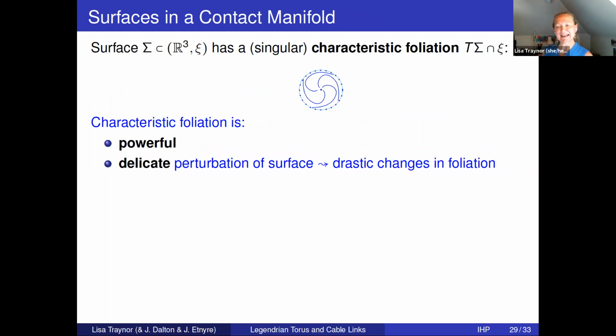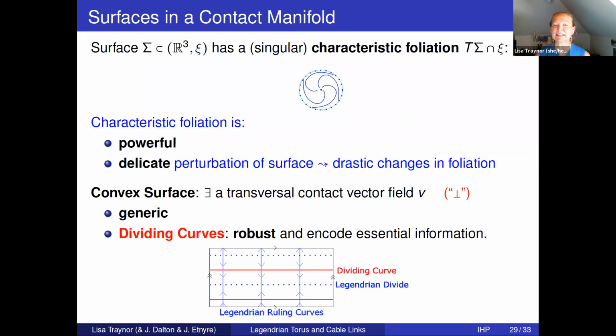Okay, so let me just say a little bit about the techniques. In general, when we have a surface inside our contact manifold, we have this characteristic foliation, and that's very powerful, but very delicate. So the idea is to work with these convex surfaces. So there's a transversal contact vector field. You want, I think of that as perpendicular to your surface. And then on your surface, you can measure when my contact planes are perpendicular. Then you get your dividing curve.